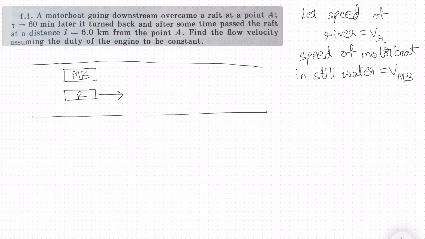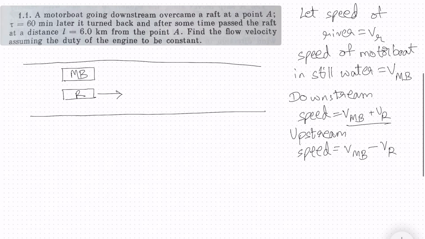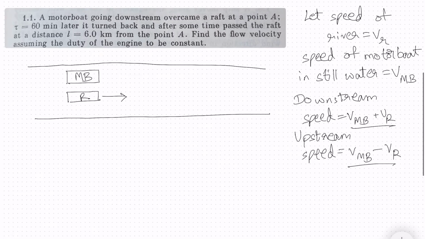So when the motorboat is going downstream, the speed of the motorboat relative to the ground will be equal to the sum of the speed of motorboat in still water plus the speed of the river. And upstream, the speed of the motorboat when it is going against the flow of the river will be equal to speed of the motorboat minus speed of the river. These two are essential for us to solve this question.